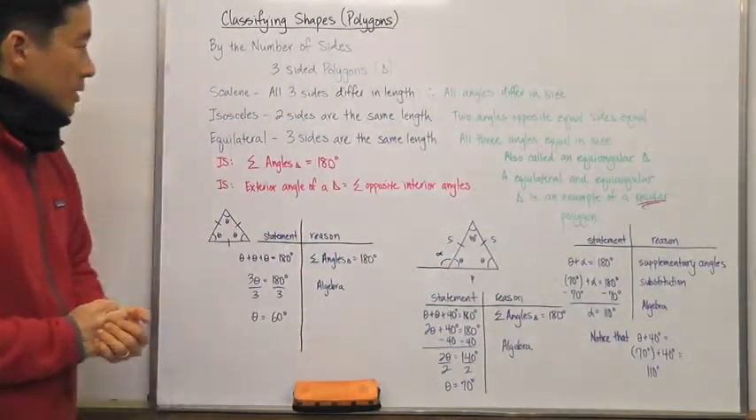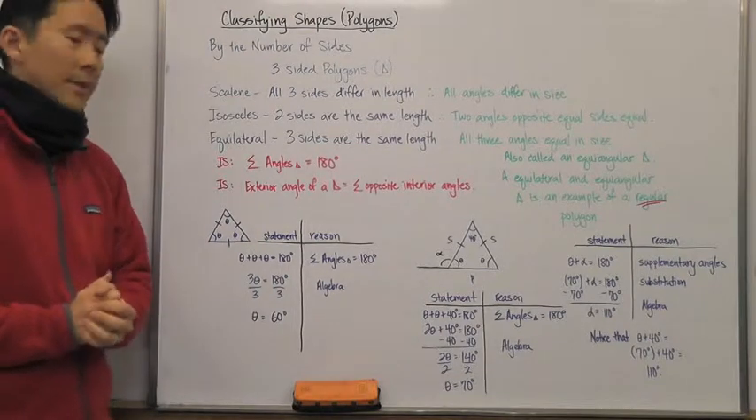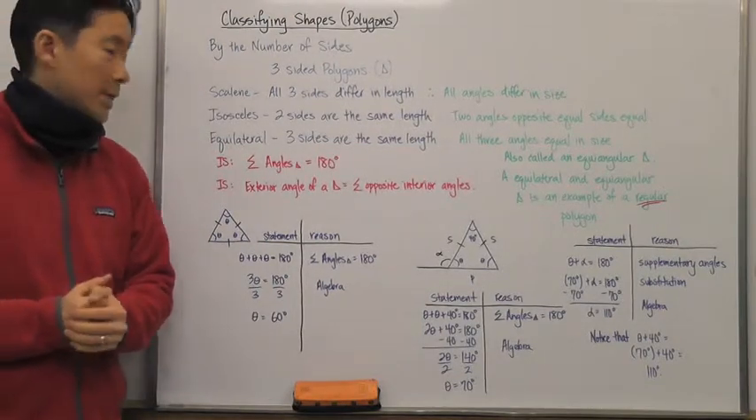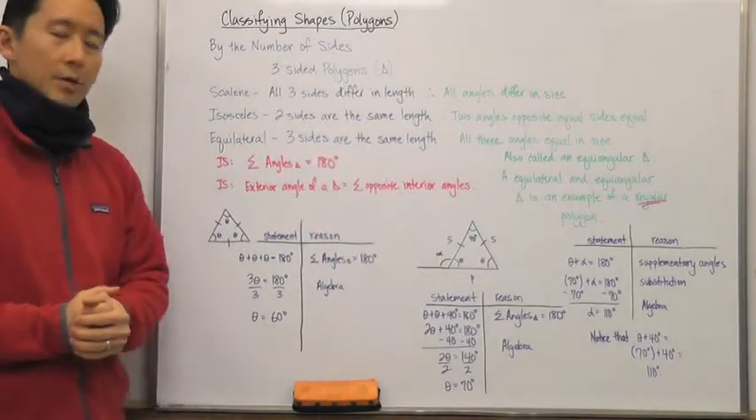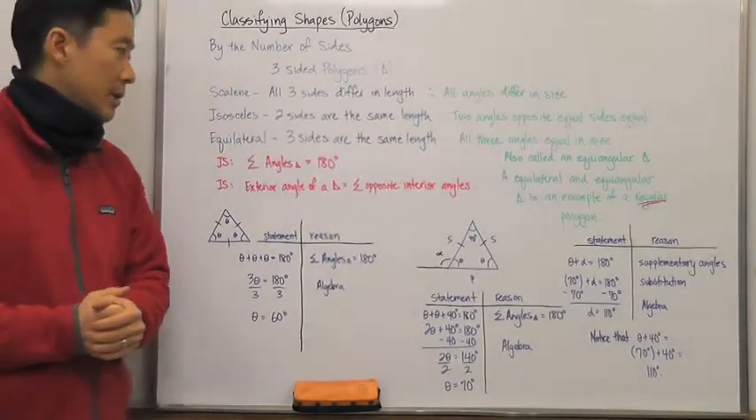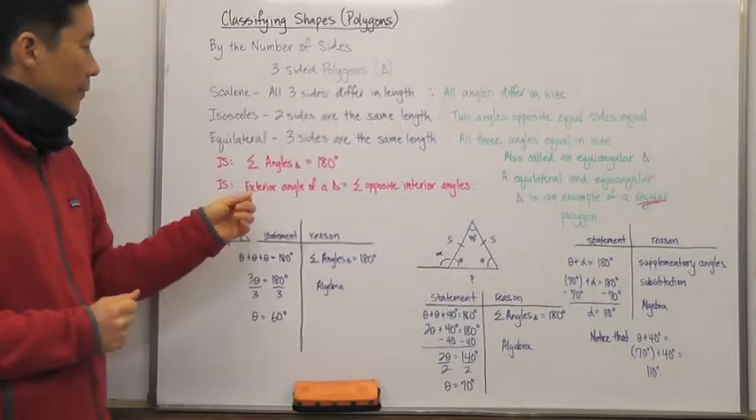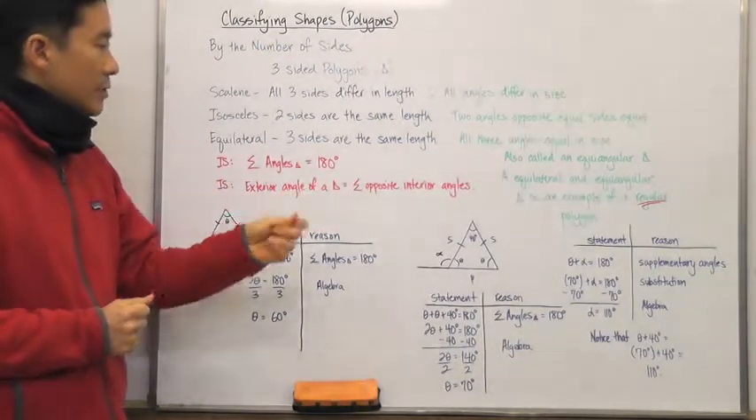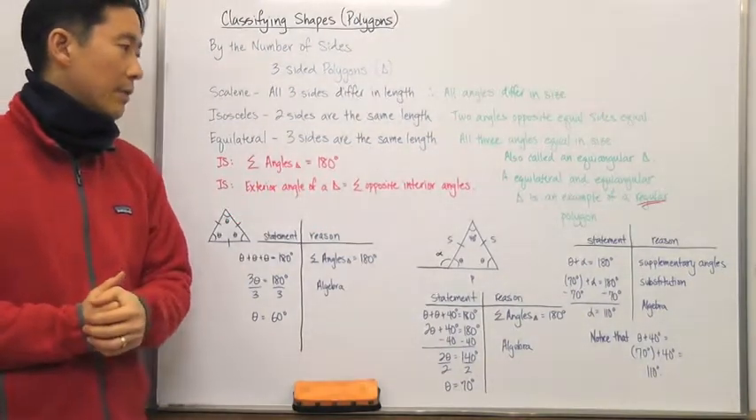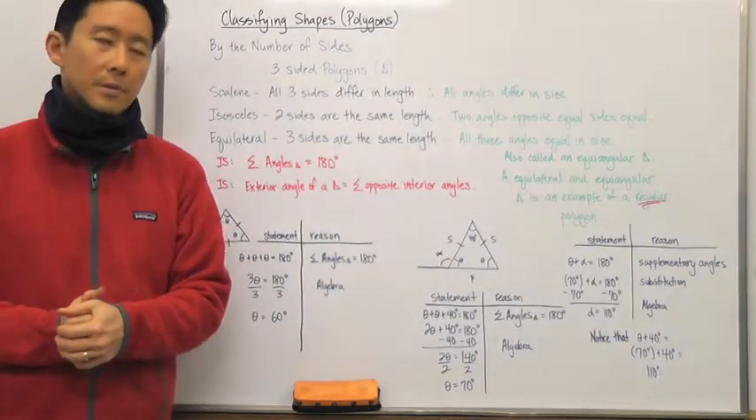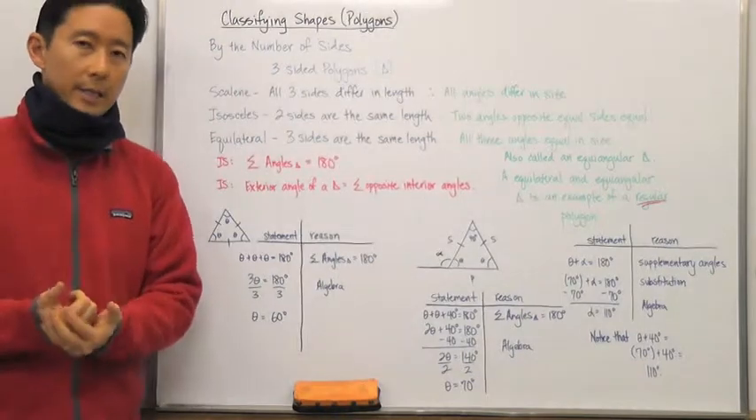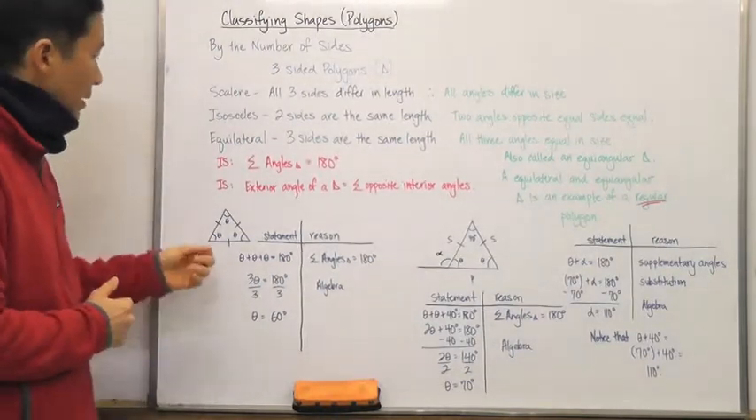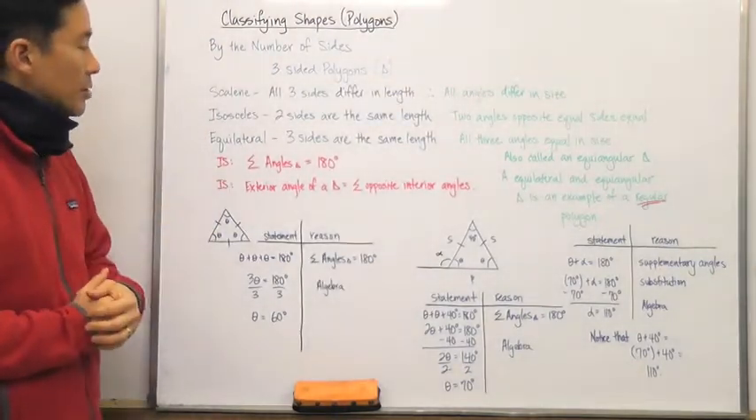Okay, so let's take a look at a couple of initial statements that we'll have for this particular section. One of them is that the sum of the angles of a triangle is equal to 180 degrees. The other one is that an exterior angle of a triangle is equal to the sum of the opposite interior angles. Okay, so let's make sure that we understand exactly how to apply these two initial statements. Say, for example, we have our equilateral triangle.